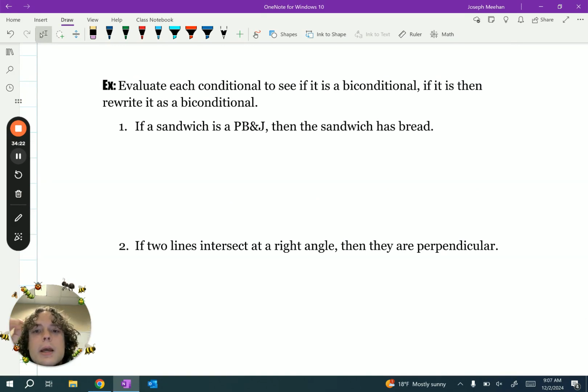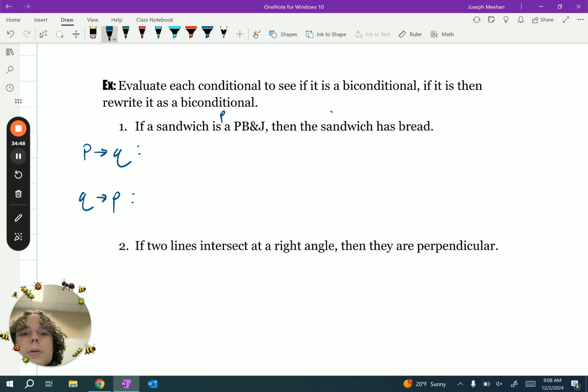So last example real quick, it says evaluate each conditional to see if it is a biconditional. If it is, then rewrite it as a biconditional, okay? So let's see if we can do this. It says if a sandwich is a PB&J, then the sandwich has bread. So if P then Q, we have to figure out if that's true. That's the conditional, right? And we also have to figure out the if Q then P. That's the converse, okay? We have to figure out if both of those are true.